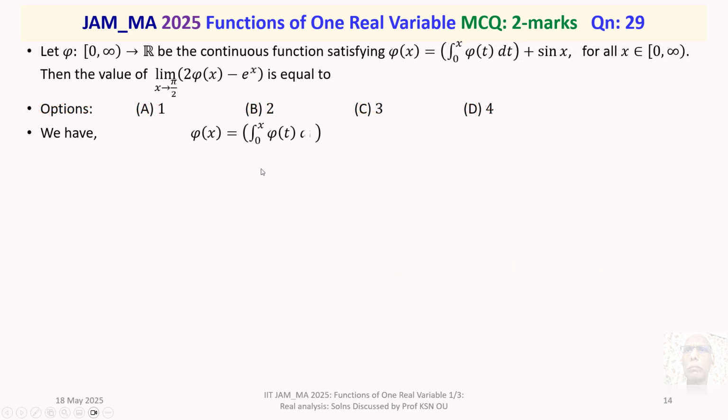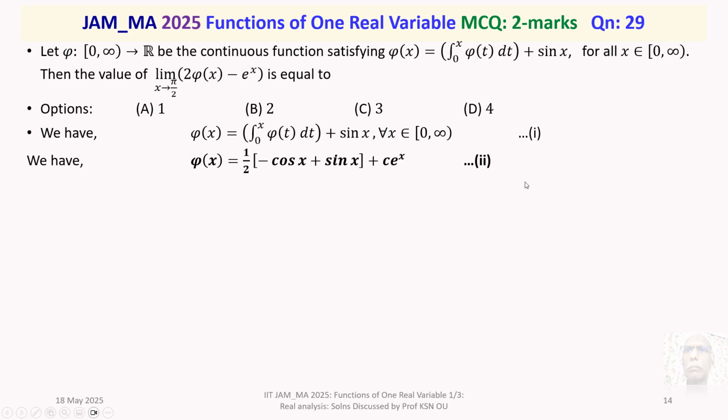Right. We have the given equation 1 and we have got the general solution in 2, and to evaluate C we need a condition or an initial condition. It is not given, but look at the question. Phi is a map from the semi-closed interval 0 to infinity to R. In the domain of phi, 0 is included.